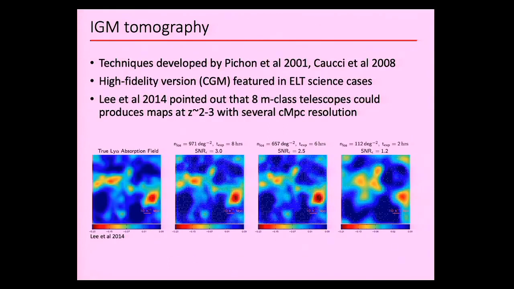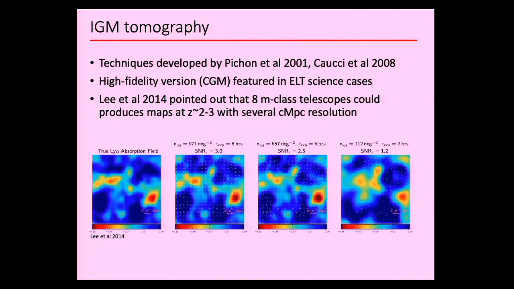The concepts and some of the mathematical techniques for this were originated in the early 2000s by Pichon and Caucci and collaborators. What I think of as a high-fidelity version of this is actually a key science driver in many of the galaxy evolution science cases for the ELTs. That envisions a really high density of sight lines that accesses scales comparable to the circumgalactic medium of galaxies. I'll mention this at the end.